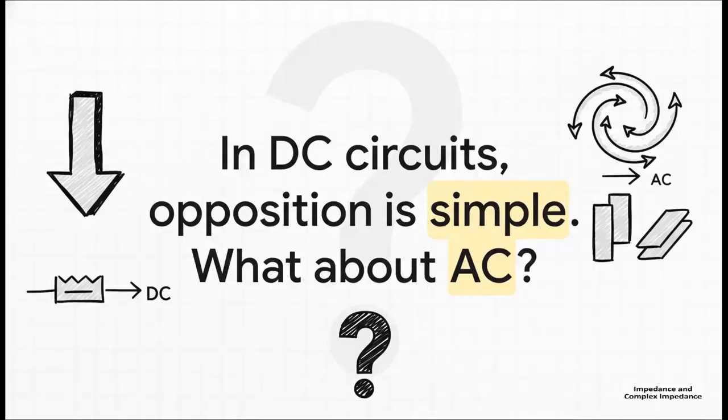But our homes, the power grid, most of our cool gadgets, they run on alternating current, AC, where the electricity is flipping back and forth dozens of times a second. So what happens to the opposition then? Does it stay the same?